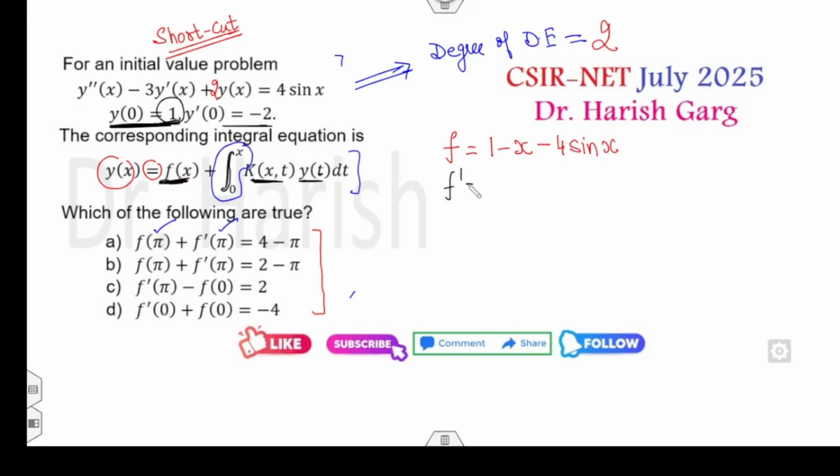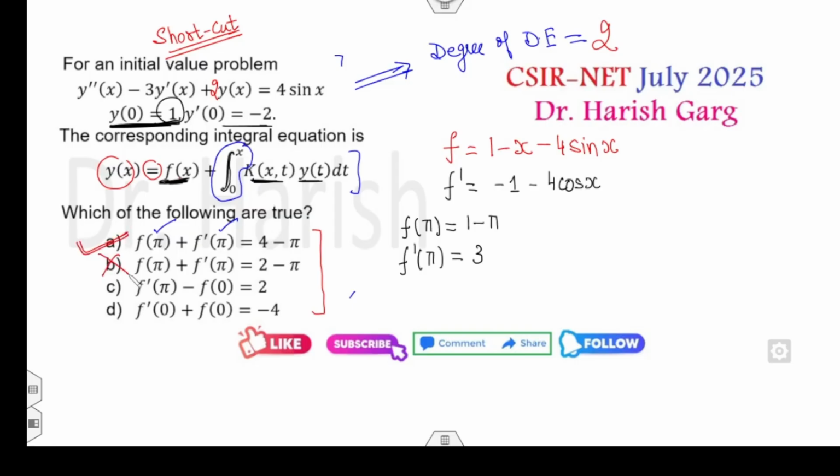Your target is to find f dash. It is minus 1 minus 4 cos x. Now calculate the value. What is the value of f of pi? 1 minus pi. What is the value of f dash of pi? Cos pi is minus 1, so it's 4. 4 minus 1 is 3. Now once you add them, the first option is the correct option.